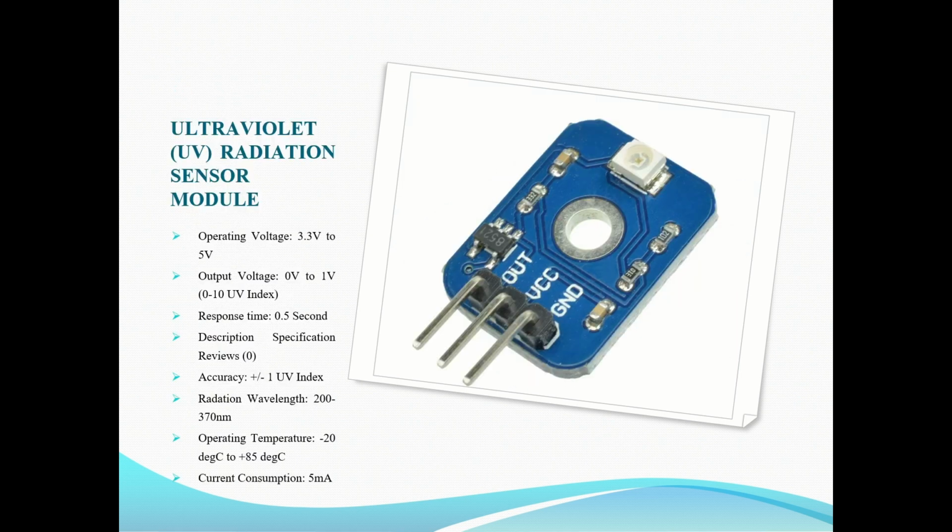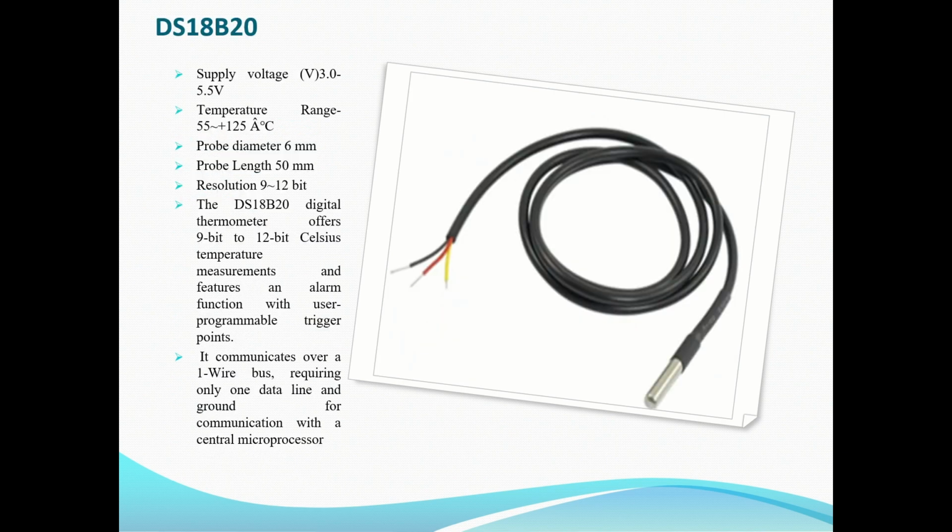This is an ultraviolet radiation sensor module. Its main purpose is to measure how much UV radiation falls on the earth. These are some of the specifications of this sensor. This is a DS18B20 sensor. It is also called an external temperature sensor. It measures the external temperature, which means the outside temperature. These are the specifications of this sensor.